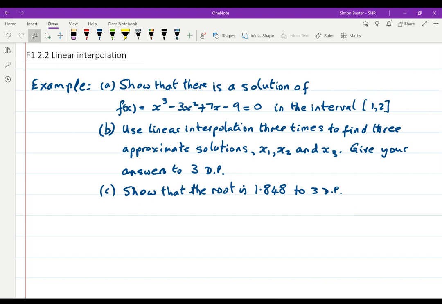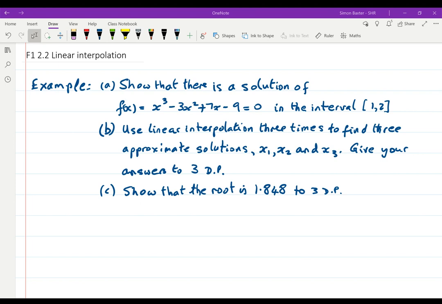Show that there is a solution of the equation f(x) = x cubed minus 3x squared plus 7x minus 9 in the interval [1, 2]. Use linear interpolation, which we shall explain on the way, 3 times to find 3 approximate solutions, x1, x2, and x3, giving answers to 3 decimal places each time. Show that the root is 1.848, correct to 3 decimal places.